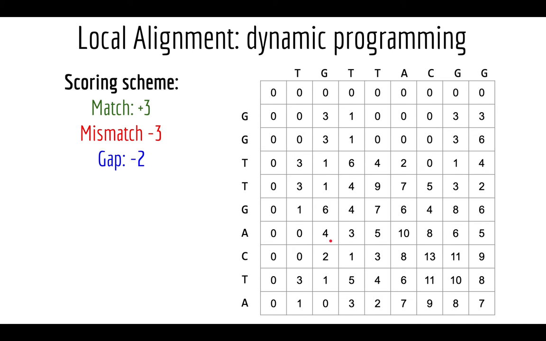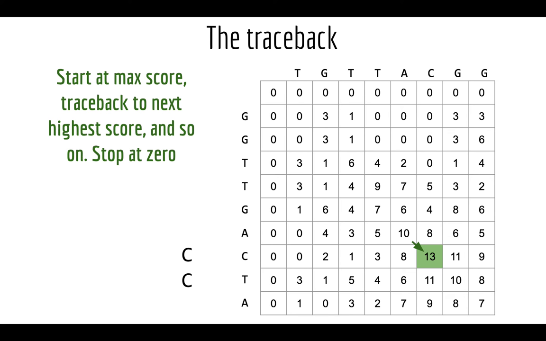Okay, so we go on, we follow that same algorithm, we explore every cell, we look up the rows and columns, and we populate the cell with the right score. And then, so that's the next step in the algorithm. We fill out the whole matrix using these rules. Then the next step in the algorithm is to find the cell with the highest score.